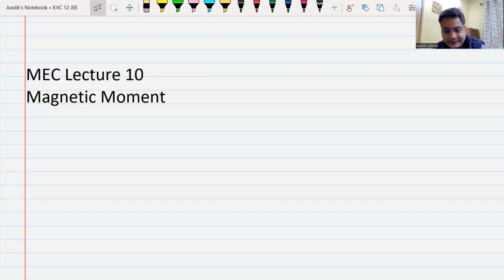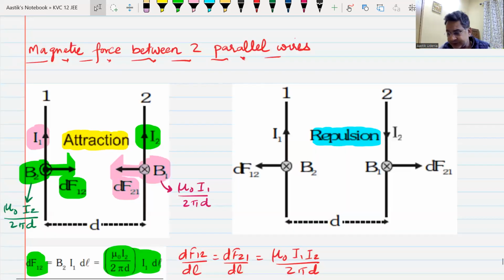This is lecture number 10, and we were dealing with magnetic force on a wire, and we had seen different cases of what happens when we have two wires. We had seen that when two wires carry current in the same direction, they will always attract each other. Do we remember this, or have we forgotten this? We remember this? And if they are having current in the opposite direction, they will repel each other.